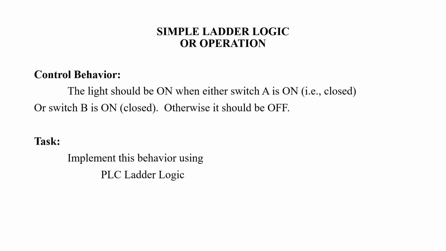First, let us explore how to program an OR operation. The control behavior is that the light should be on when either switch A is on or switch B is on. Otherwise it should be off. The task is to implement this behavior using PLC ladder logic.